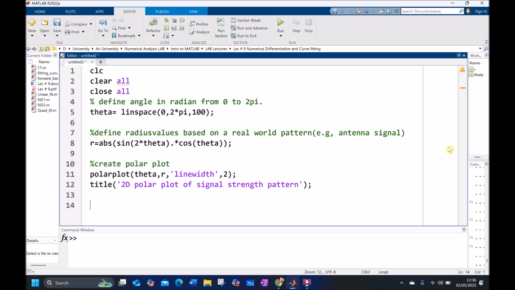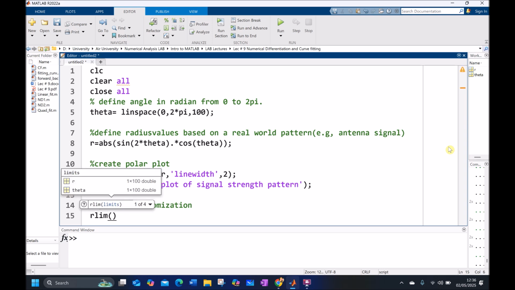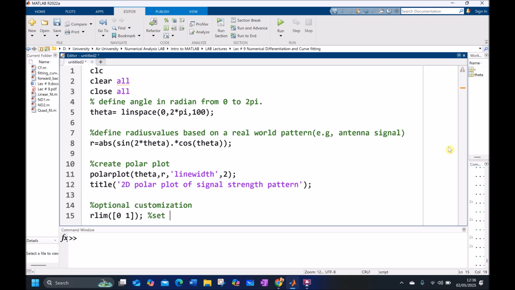After that, I am setting my radius limit, so that is totally optional. So we can simply write optional customization. You can skip it if you are not interested in that. For setting the radius limit, I am using a built-in function rlim, and inside I have to set the limit from 0 to 1. So that is basically to set the radius limit. Okay, let's run it.